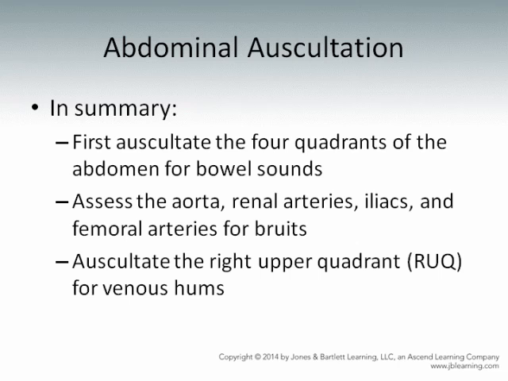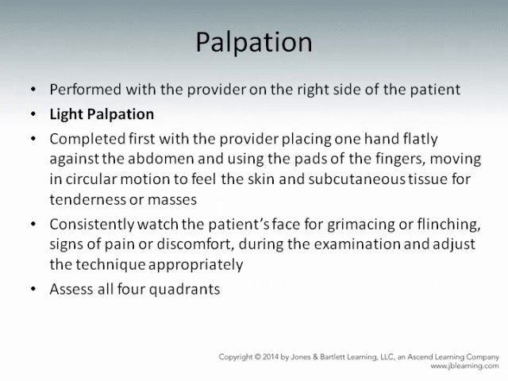So in summary, you first auscultate the 4 quadrants of the abdomen for bowel sounds, assess the aorta, the renal arteries, the iliac, and the femoral arteries for bruits, and auscultate the right upper quadrant for a venous hum. Palpation is performed with the provider standing on the right side. You want to start with light palpation, and then you go to deep palpation.